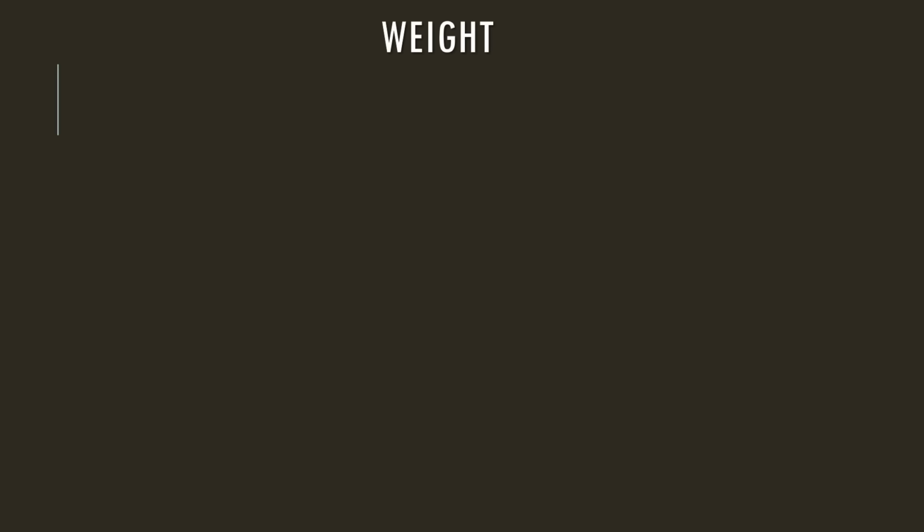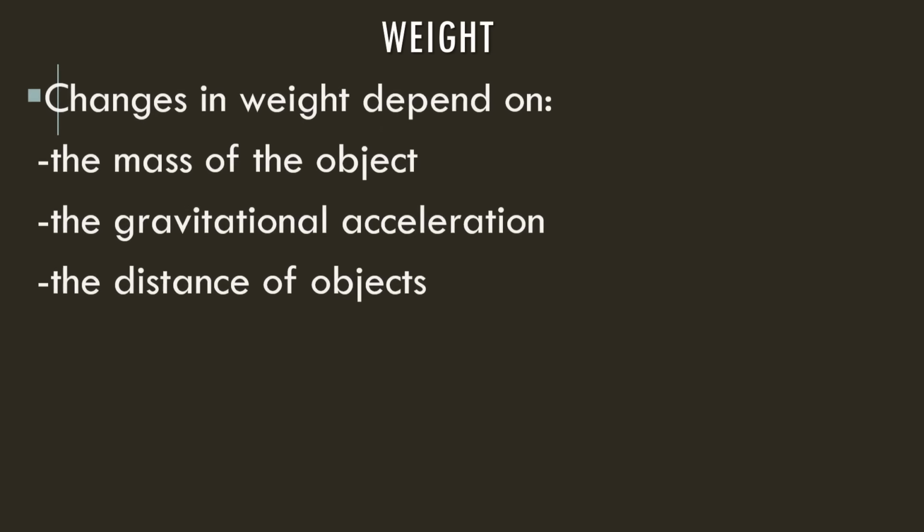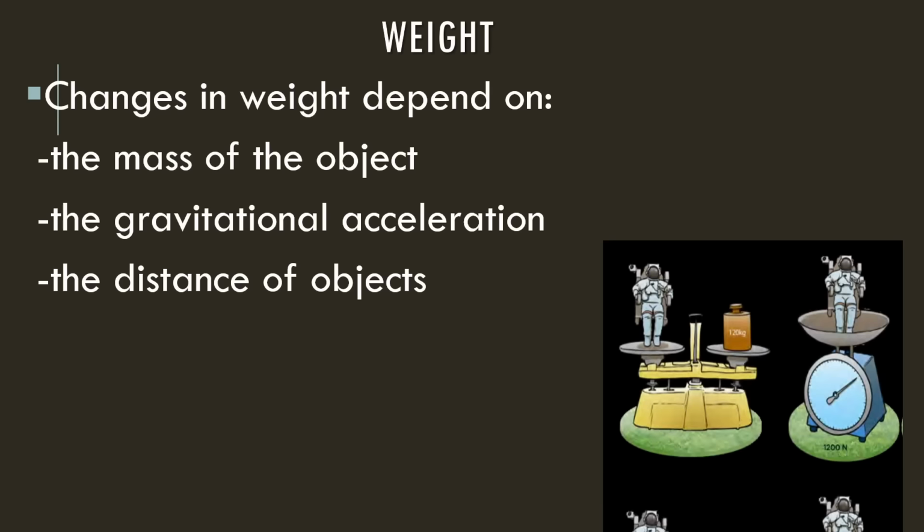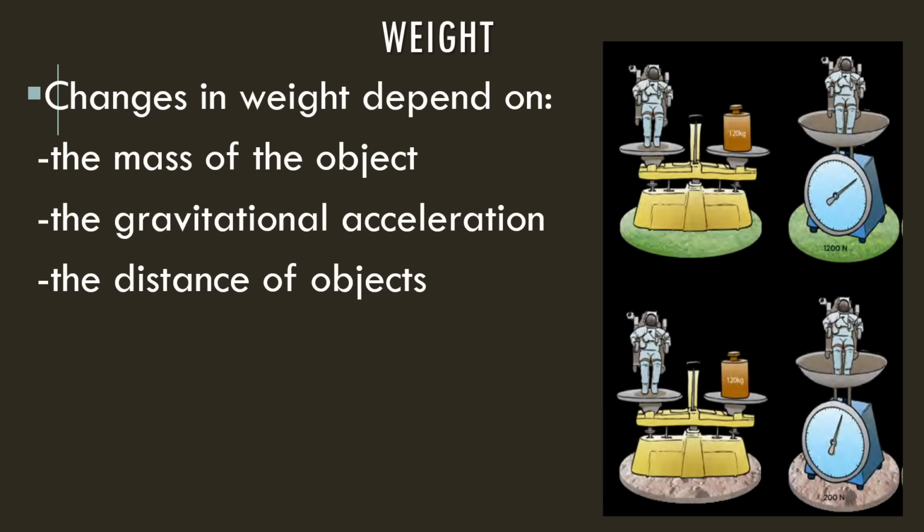Let's have a look at an example of weight. So the changes in weight will depend on the mass of the object, the gravitational acceleration, and the distance between the objects. An example I've included here is about astronauts. On Earth, an astronaut's mass will be 120 kilograms, and the weight on Earth of this astronaut will be 1,200 newtons.